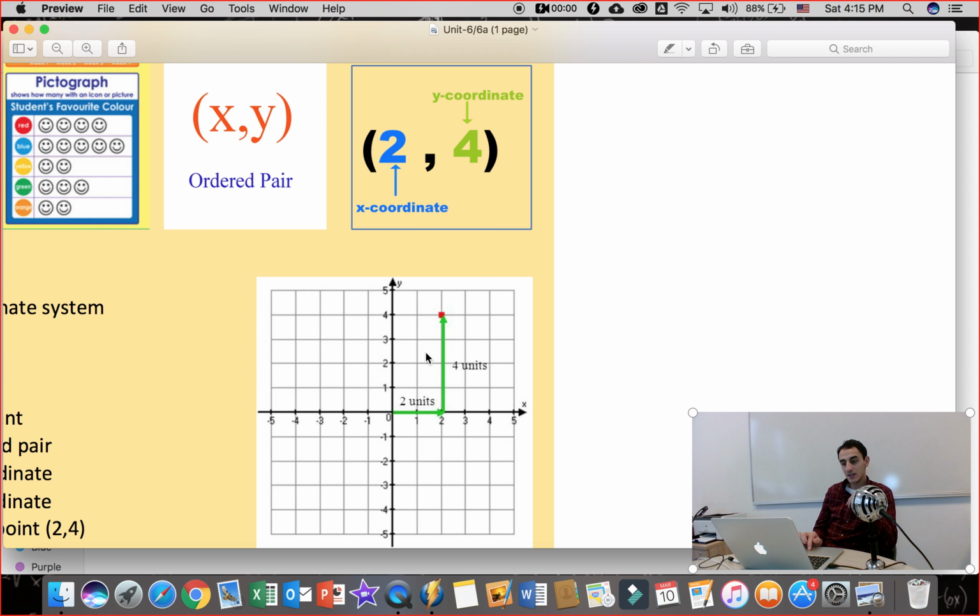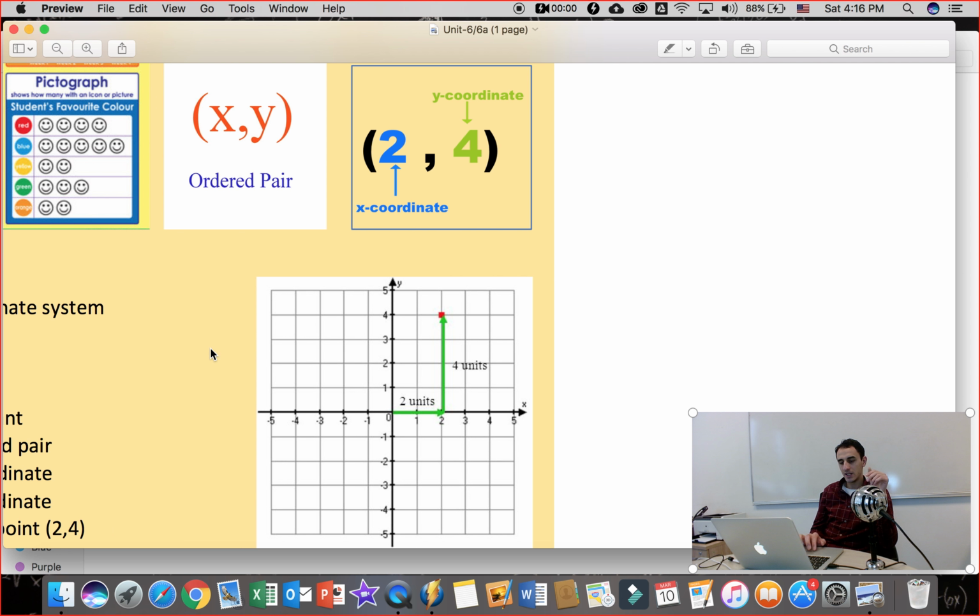And then I am going to find 4. 4 is positive, so I am not going to look for 4 here because here I have negative numbers. I am going to look for 4 in this section. Okay, I have 1, 2, 3, 4. It's there. So this red dot represents the location of this point, (2, 4): 2 on the x axis, 4 on the y axis.